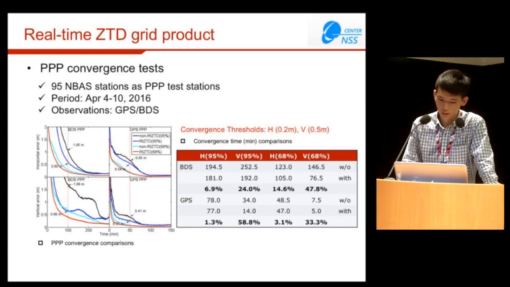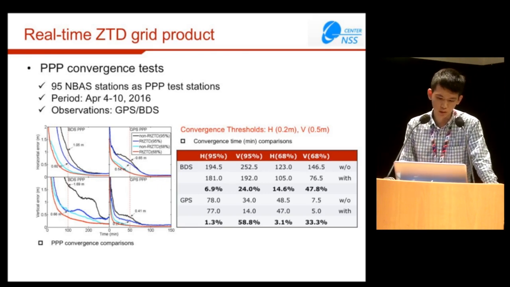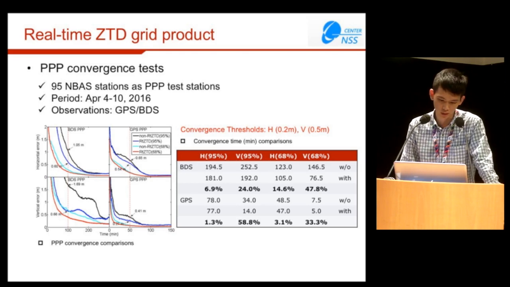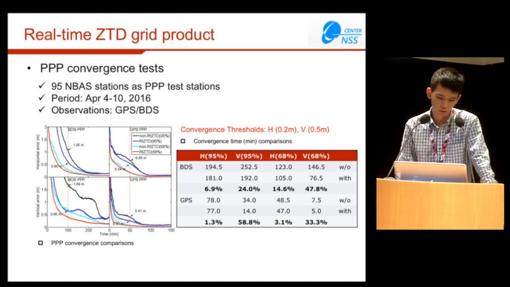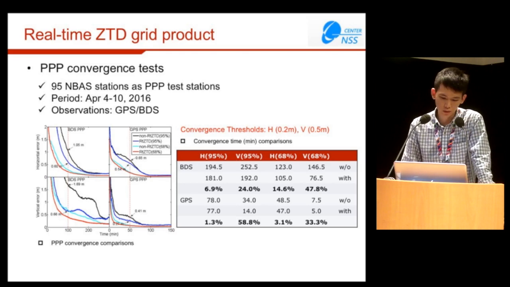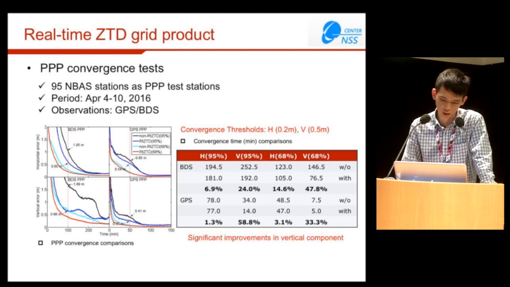And this table summarizes the convergence time given the thresholds of 0.2 meter in horizontal and 0.5 meter in vertical component. And we can also find the convergence time significantly reduced by using our grid product, especially in the vertical component.